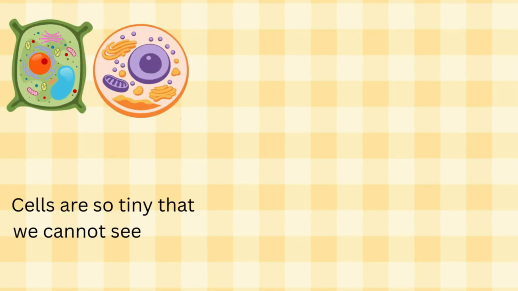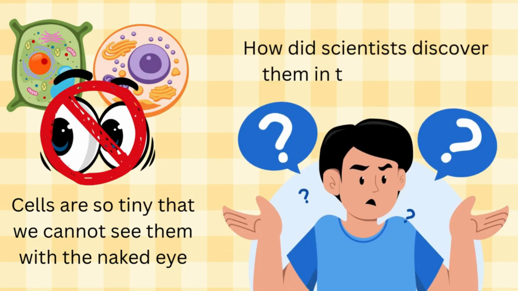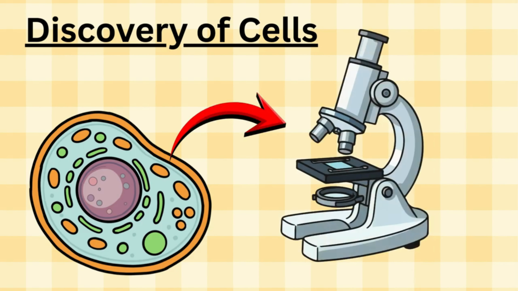But if cells are so tiny that we cannot see them with the naked eye, an important question arises. How did scientists discover them in the first place? The discovery of cells became possible only after the invention of one important scientific tool, the microscope.